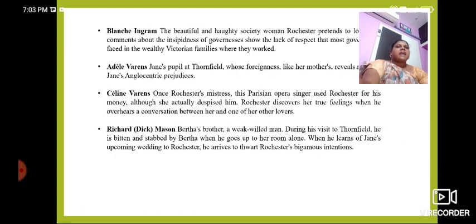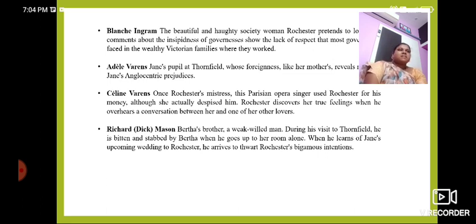So the next character that we are going to see, Blanche Ingram, the beautiful and haughty society woman Rochester pretends to love. Her comments about the inferiority of governesses show the lack of respect that most governesses faced in the wealthy Victorian families where they worked. Next character, Adele Varens, Jane's pupil at Thornfield, whose foreignness, like her mother's, reveals many of Jane's Anglo-centric prejudices.